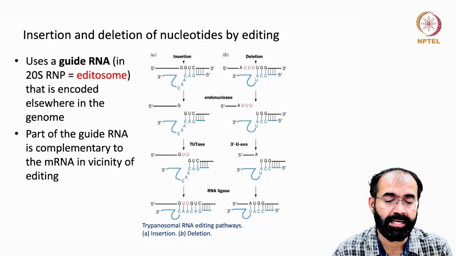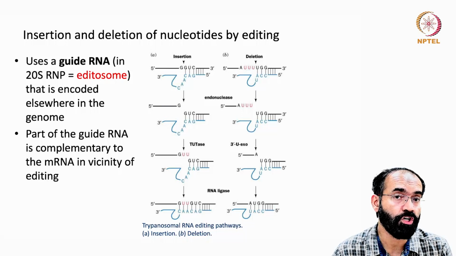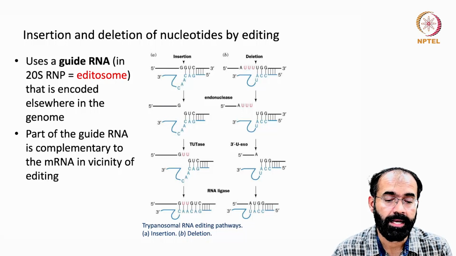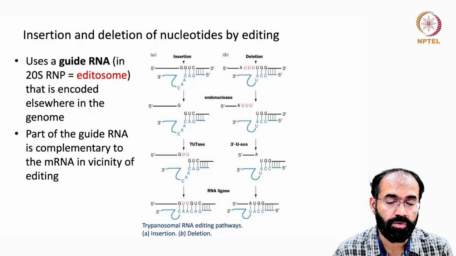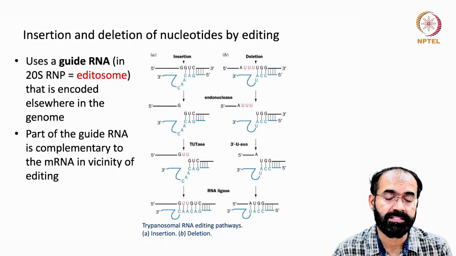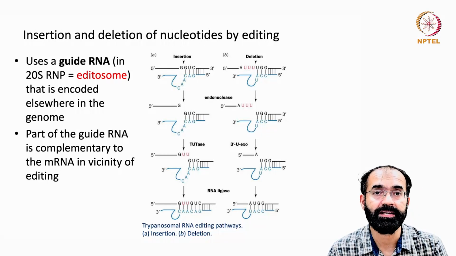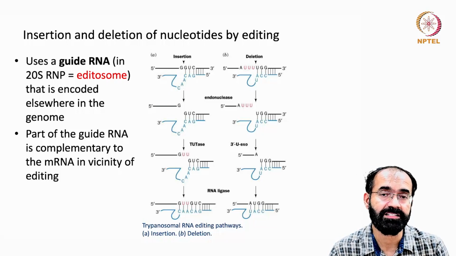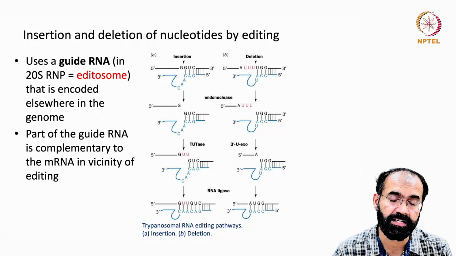Then this editosome can create a nick between these two Gs. It creates a nick and separates the strand. Remember that the strand is not lost; it is there in the vicinity. Now, once this endonuclease action is done, what happens? There is an enzyme, TUTase, terminal uridylyl transferase, that is the name of the enzyme. So the endonuclease comes and cuts. Why does the endonuclease come? Because this editosome, once it is paired with the mRNA, can be recognized as a substrate by the endonuclease. That is why it is cutting here.